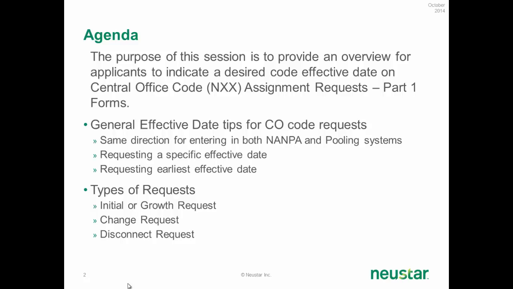These tips apply to both Part 1 requests entered directly into the NAMP administration system, NAS, as well as Part 1 requests entered directly into the pooling administration system, PAS. In general, we will review how to request a specific effective date and how to request the earliest effective date without having to provide expedite documentation. We will also review requesting effective dates for new code activations, requesting effective dates for changes, such as switch or OCN changes, and also requesting effective dates for disconnects.